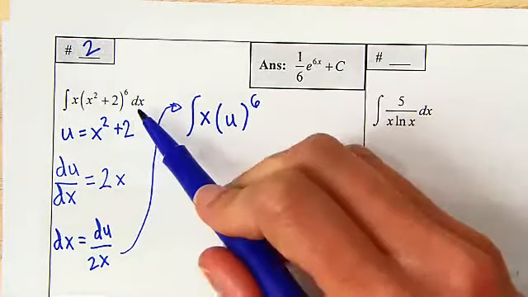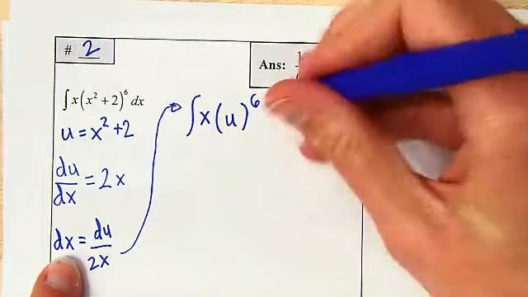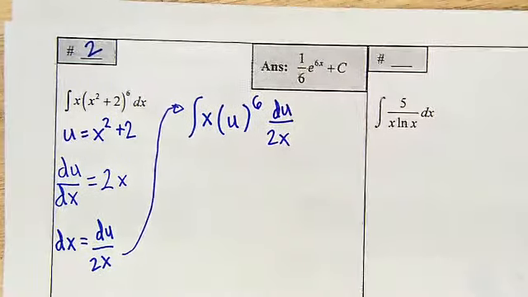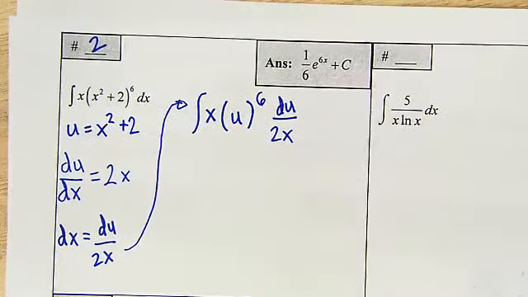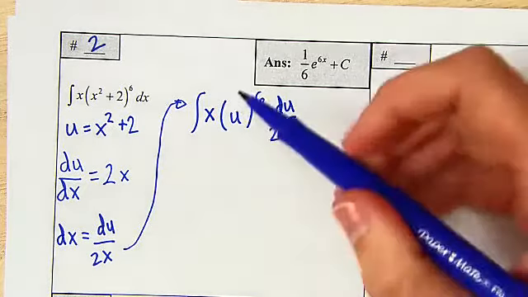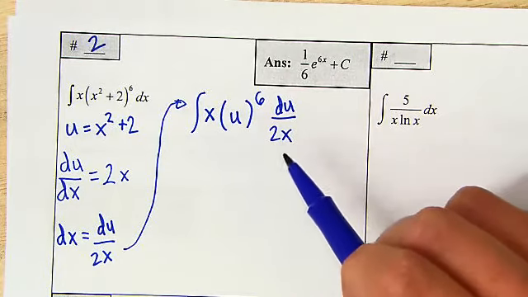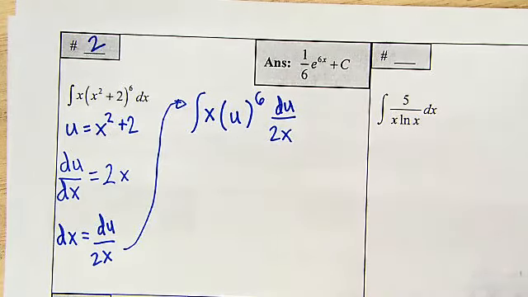Okay, and then I just need to replace my dx with what I found my dx to be. So dx was the du over the 2x. Now here I'm looking at this integral and I'm kind of panicking a little bit, and maybe you are as well, because you cannot have an integral with multiple variables. You can't have an integral with x's and u's all at the same time. It doesn't work. You have to have either only x's or only u's.